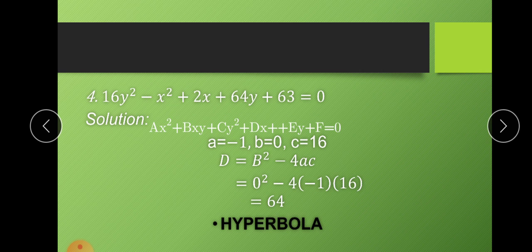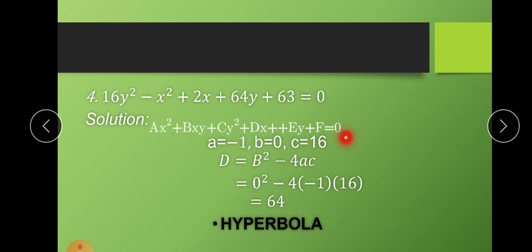Example number 4. 16y squared minus x squared plus 2x plus 64y plus 63 equals 0. So the solution is, we must first find the values of a, b, and c using the second-degree equation. The value of a is equal to negative 1, the value of b is equal to 0, and the value of c is equal to 16.